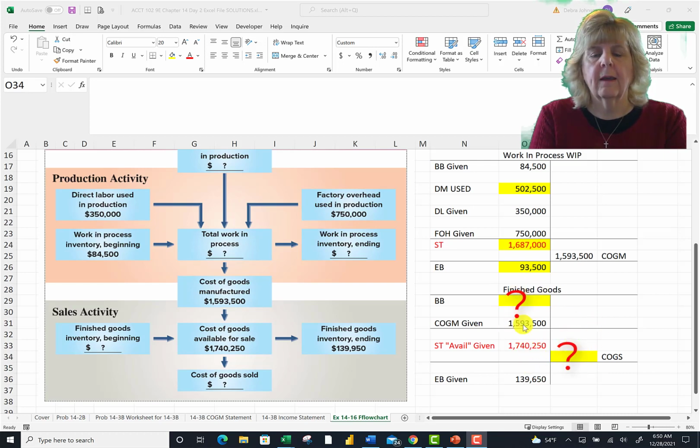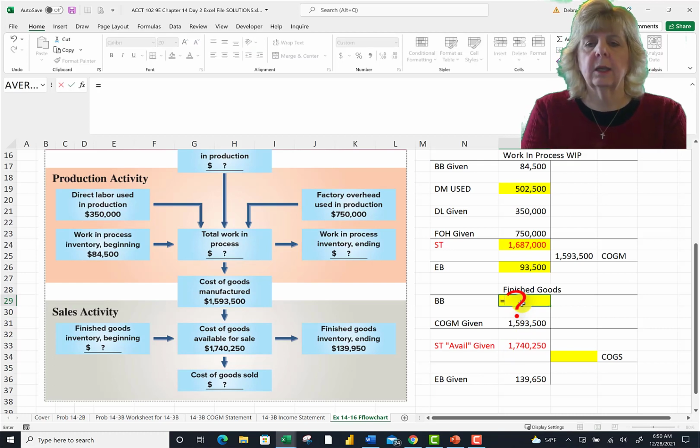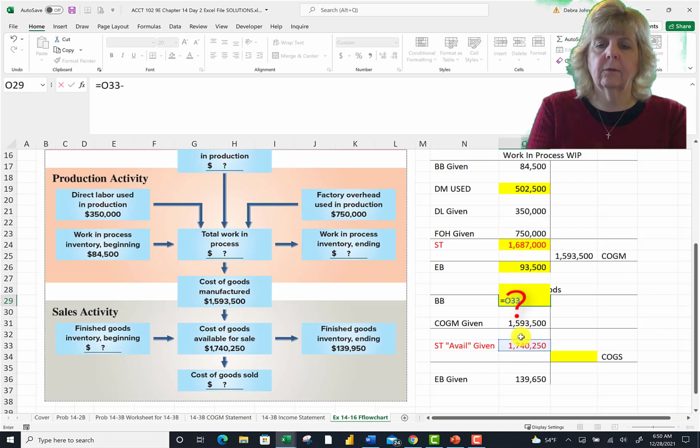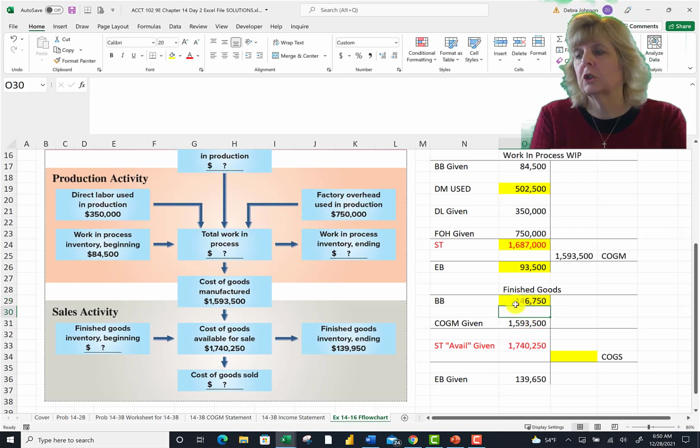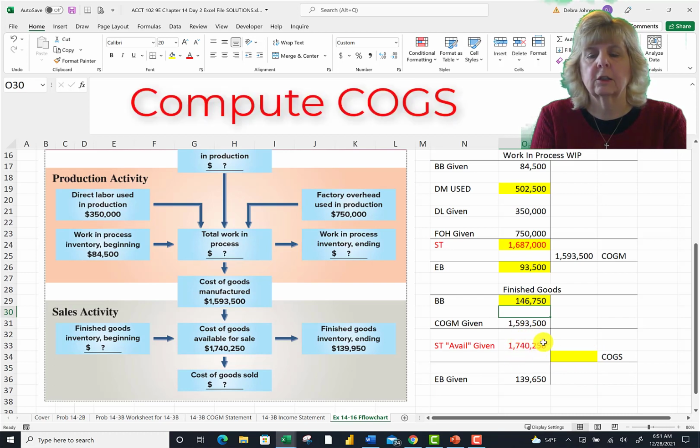Okay, well, looking at the math on how the T account works, I know that the beginning balance plus the cost of goods manufactured gives us the cost of goods available. So I'll go back into the beginning balance by taking the difference between the items given to me. And the beginning balance of finished goods is 146,750.